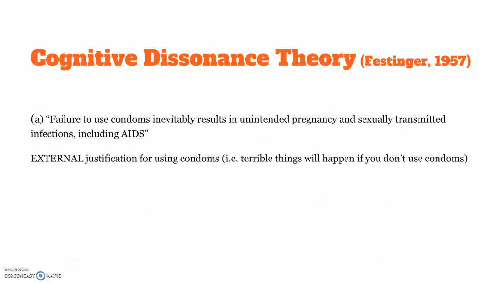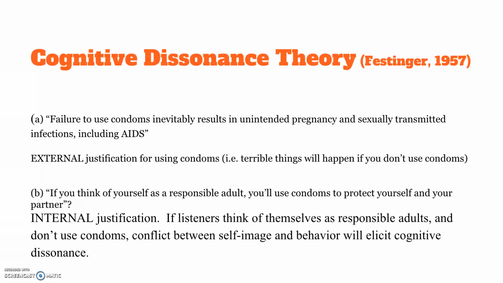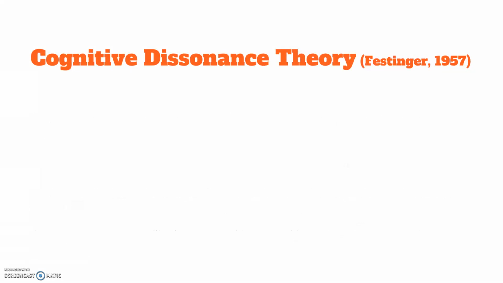Why? If you say A, people have this external justification for using condoms. Terrible things will happen if you don't use condoms, right? Versus B, this is an internal justification, right? So it's more long lasting. If the listeners think of themselves as responsible adults and don't use condoms, there's a conflict between self image and behavior, and it's going to elicit this cognitive dissonance. And people will do anything to get rid of this dissonance.